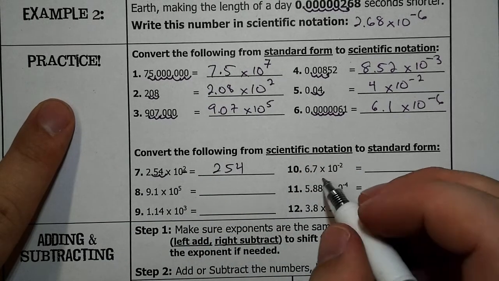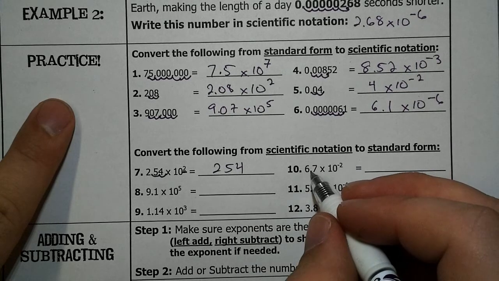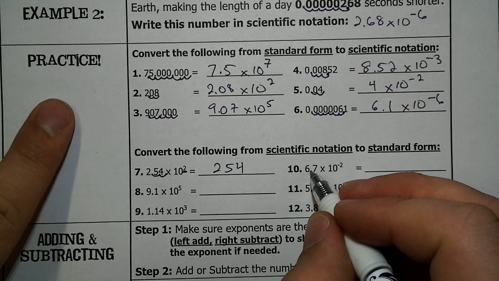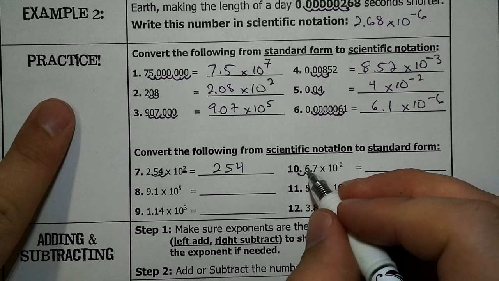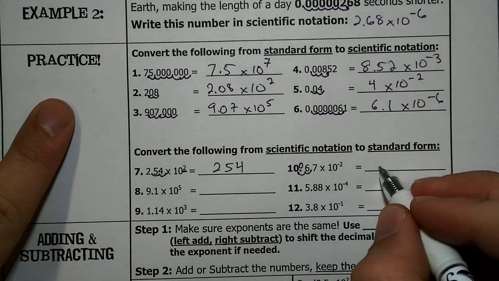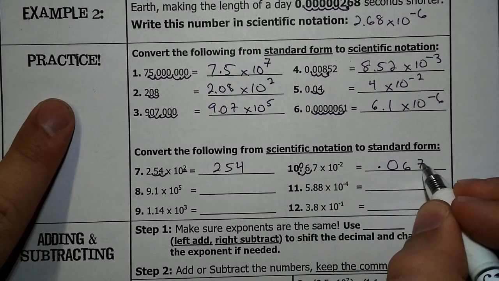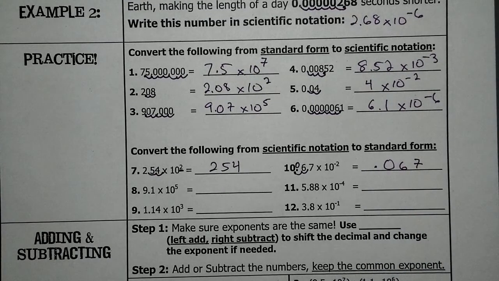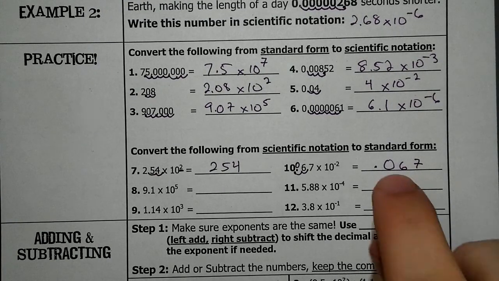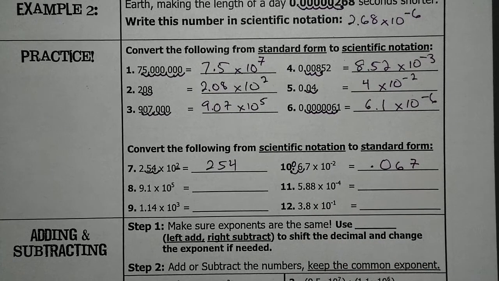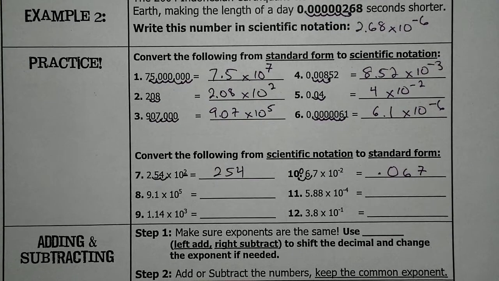On a negative value, 6.7, we've got to move 2 spaces, and it's negative, so we're getting smaller. So 1, 2, any empty spot put as 0. This is 0.067. I want you to try these 4. Push pause on the video until you've tried it. Push play when you're ready to see the answers, okay? Push pause now.